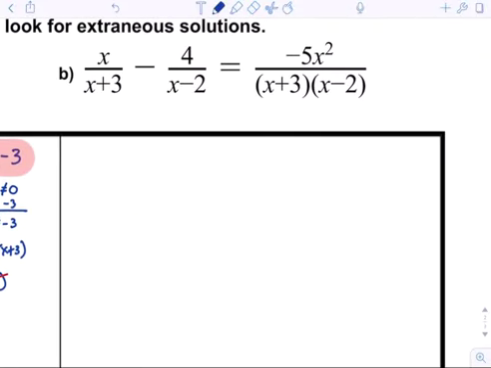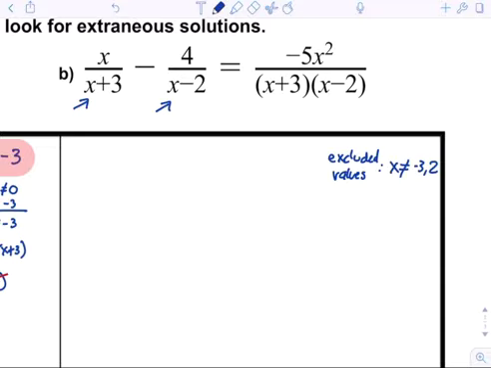Part B. Alright, so everything's already in factored form. So now let's just get our excluded values done with. X cannot be, right here, I can see x can't be -3, because that whole thing would be 0 then. And right here, x cannot be 2. So those are 2 excluded values.